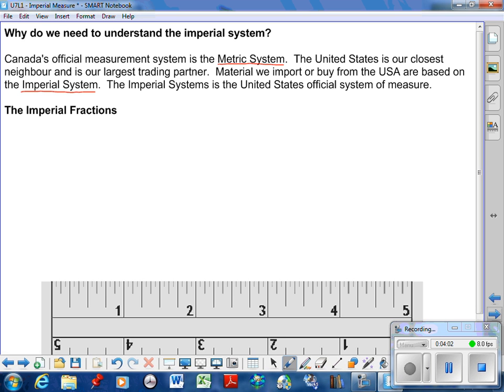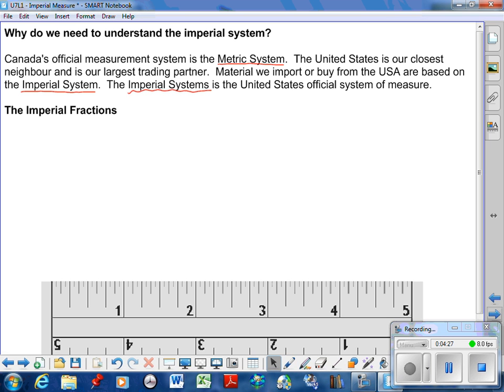So I think pretty much everyone in the world except for the US and England, or the United Kingdom, those two countries still use imperial. Everyone else is metric, but because they're right next door to us, we have to understand the imperial system. So it's very important, and that's why we need to know the imperial system. It's because as soon as you cross the border, you have to understand what the imperial system is.